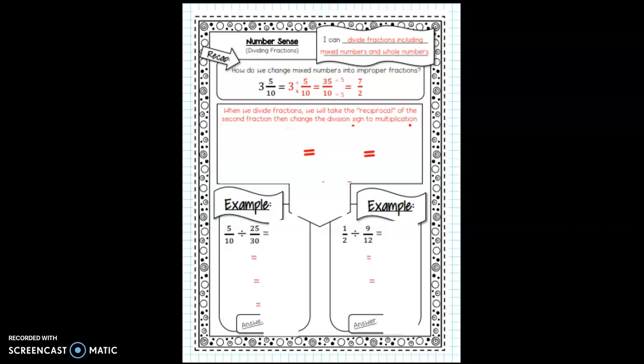When we divide fractions, we will take the reciprocal of the second fraction, then change the division sign to multiplication. Remember, reciprocal is when you flip the fraction upside down. So if we use letters to represent our fraction a over b divided by c over d, the a over b stays the same, the division sign changes to multiplication, and we flip the second fraction, so it becomes d over c. A times d over b times c.